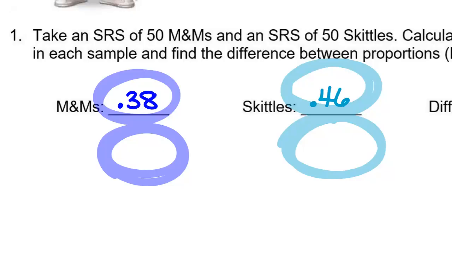Where did that come from? You're not combining those. You're doing a decimal for this and a decimal for this.